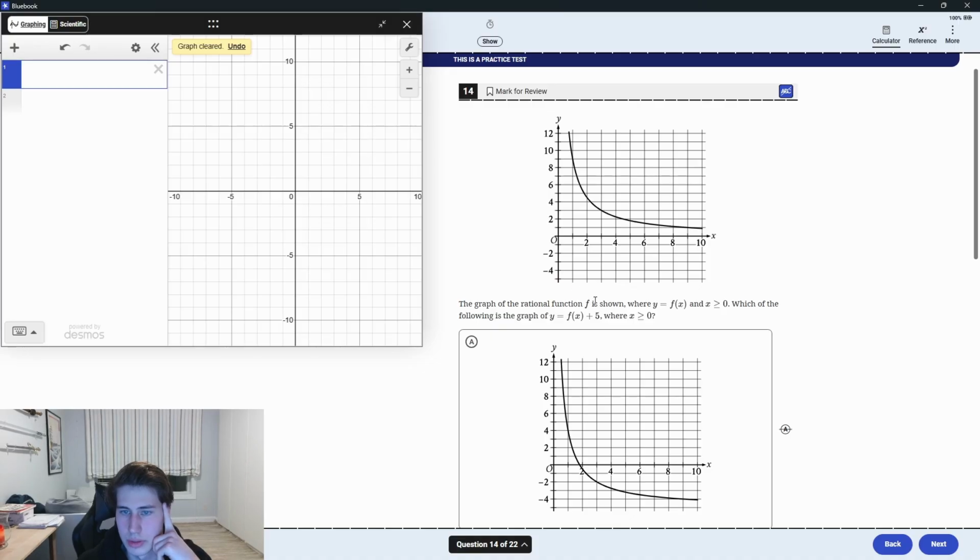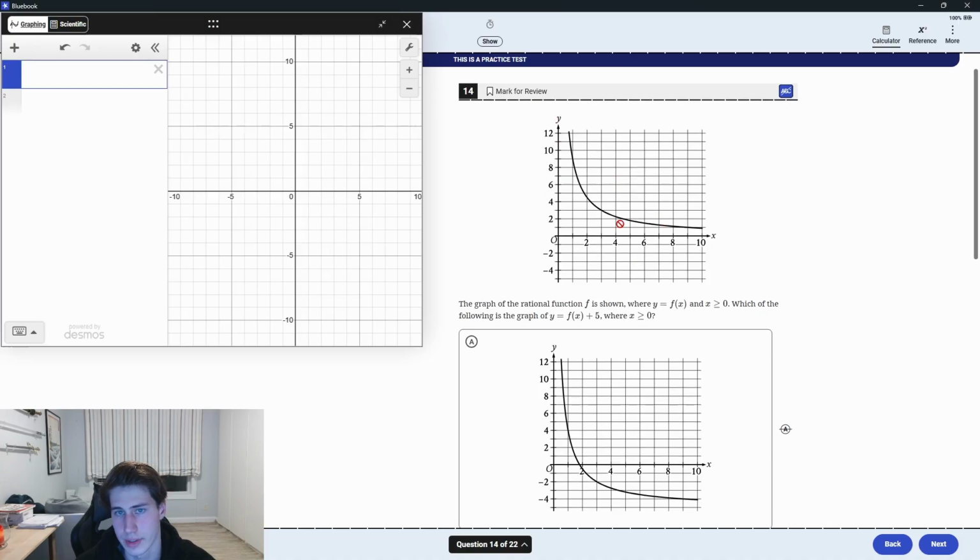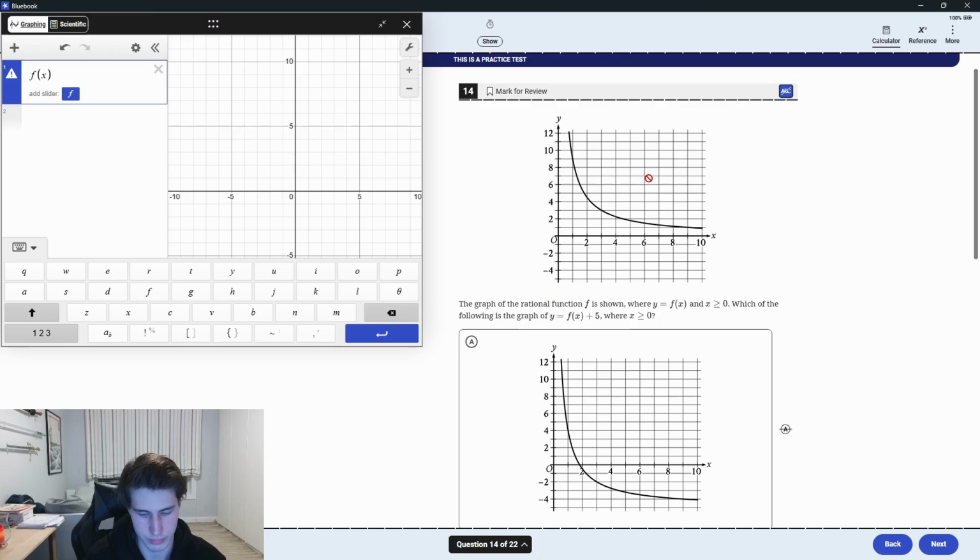The graph of the rational function is shown where y equals f of x and x is greater than or equal to 0. Which of the following is the graph of y equals f of x plus 5 where x is greater than or equal to 0? So in this case, we don't actually get the equation for this graph, but we can figure out that based off these transformations, this graph is going to be moved up 5 units. So we can model this here, so I can show you guys. 5 times 2 to the x, okay?